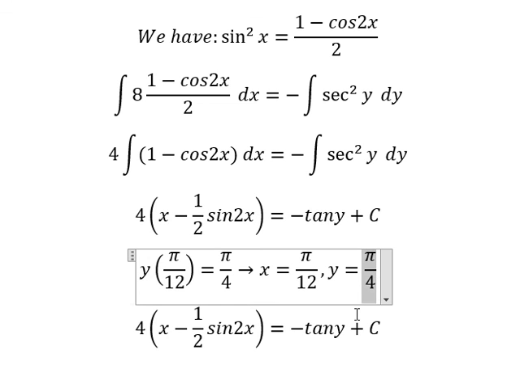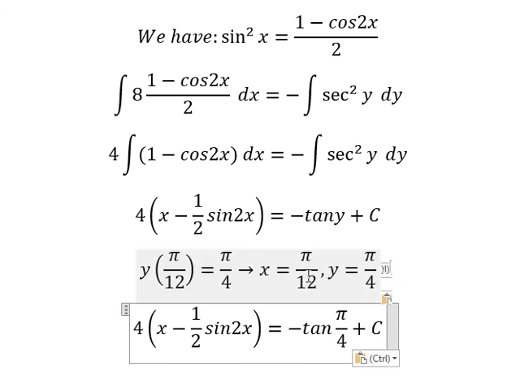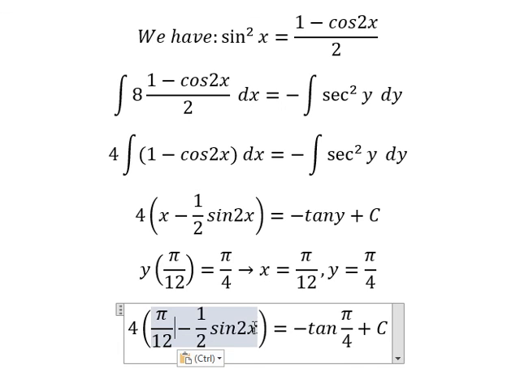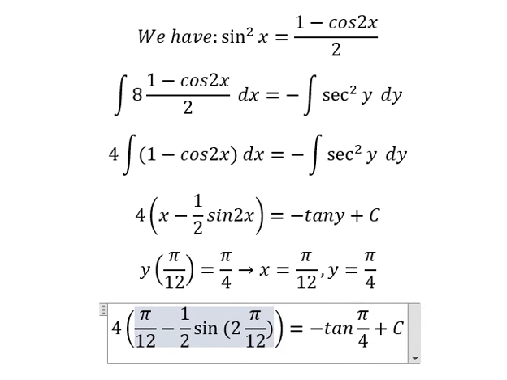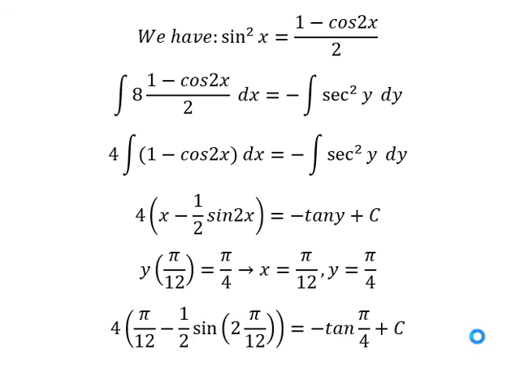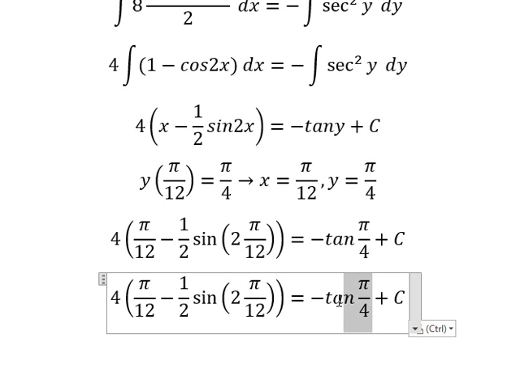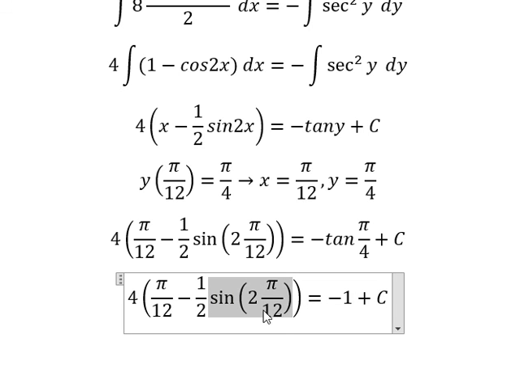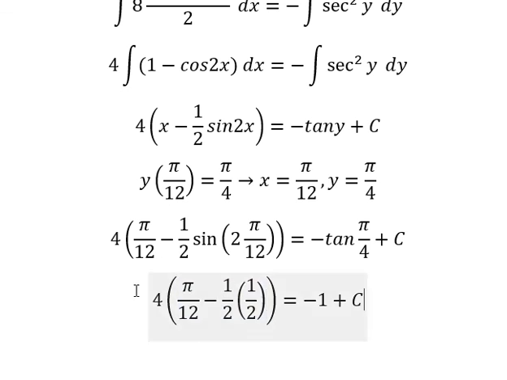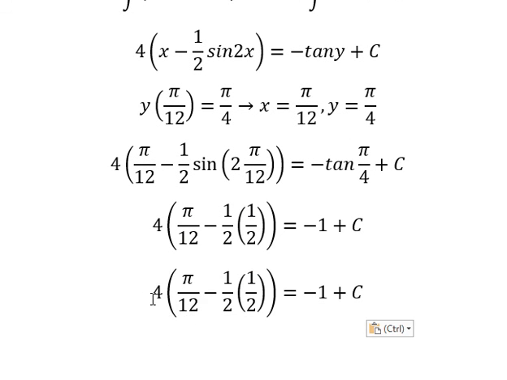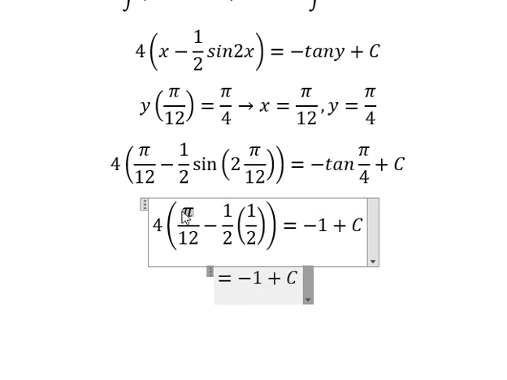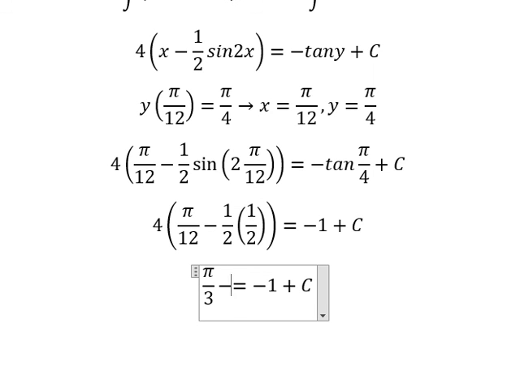So I will put this one gone here and this one gone here. So this one we have number 1. This one we have 1 over 2. Number 4 multiplied by pi over 12. And 1 over 4 in here. So this one we have pi over 3 minus number 1.